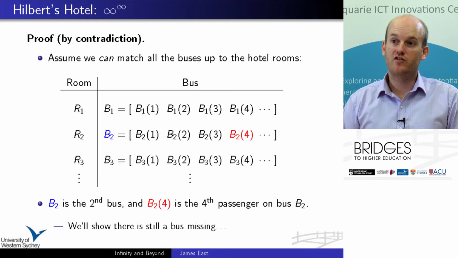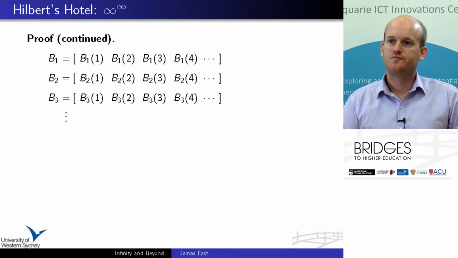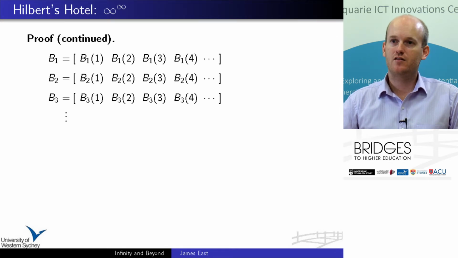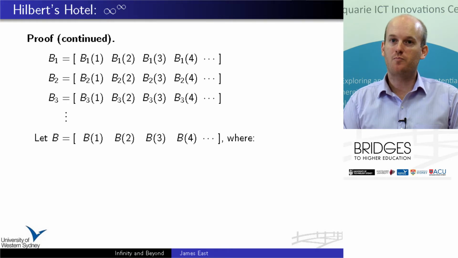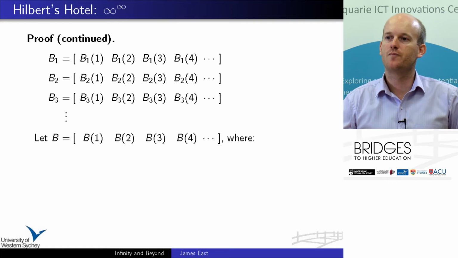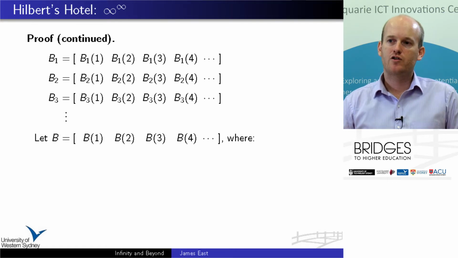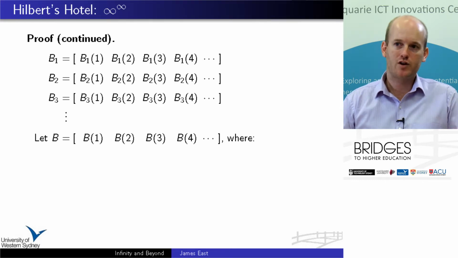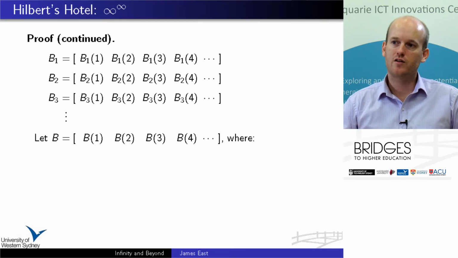But what we're going to do is somehow show that even though that's supposed to be the case, it's not the case. We'll show there's still a bus missing. So there's the buses. And I'm going to describe another bus to you that isn't in that list somehow. And I'm going to call this one B. I suppose I could have called it B infinity if I wanted to, but anyway, let's call this one B. And I'm not going to tell you who these people are. I'm not going to say B1 is Albert and B2 is Wally or anything like that.